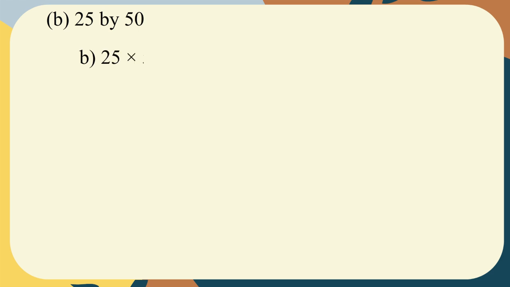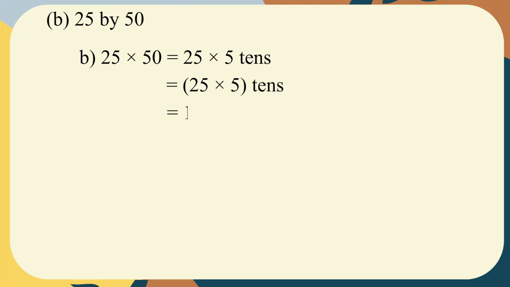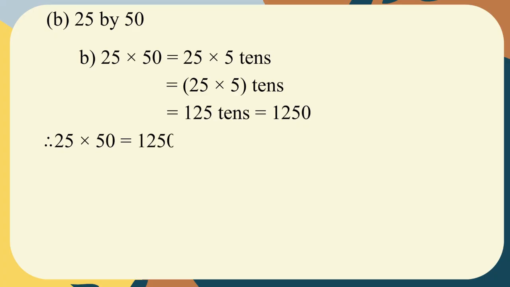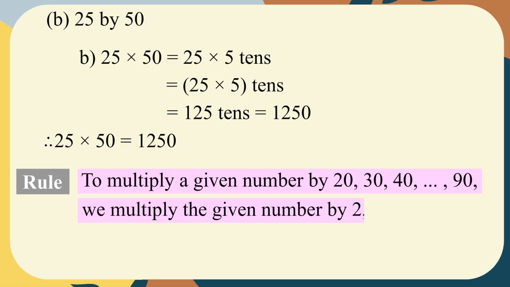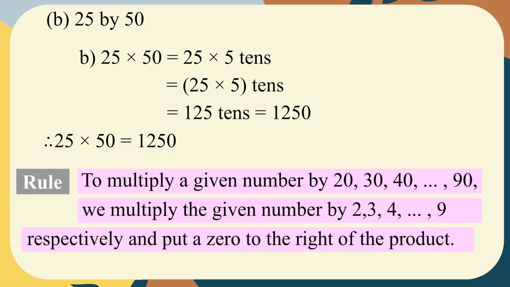B. 25 multiplied by 50 is equal to 25 multiplied by 5 tens, which is equal to 125 tens, which is equal to 1250. Hence, 25 multiplied by 50 is equal to 1250. Rule: to multiply a given number by 20, 30, 40 up to 90, we multiply the given number by 2, 3, 4, 9 respectively and put a 0 to the right of the product.